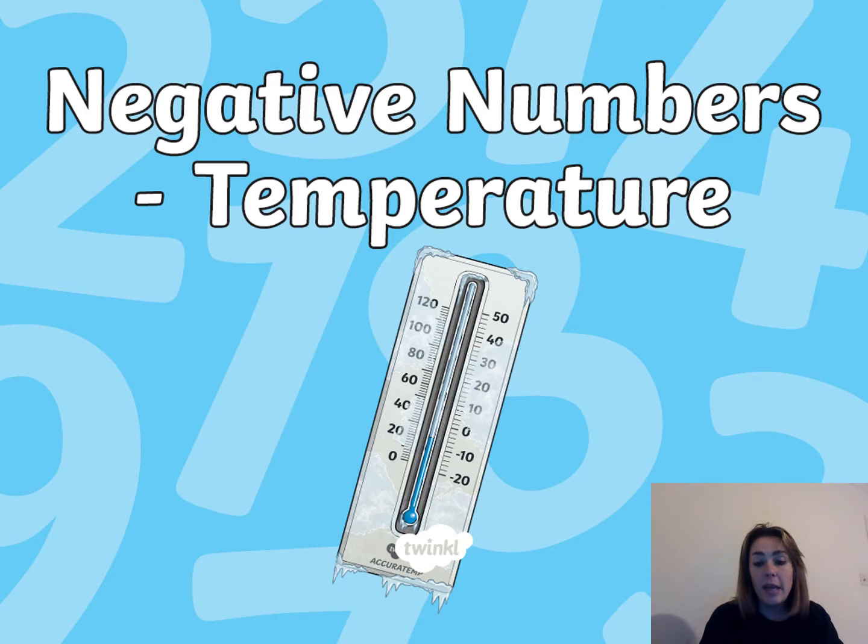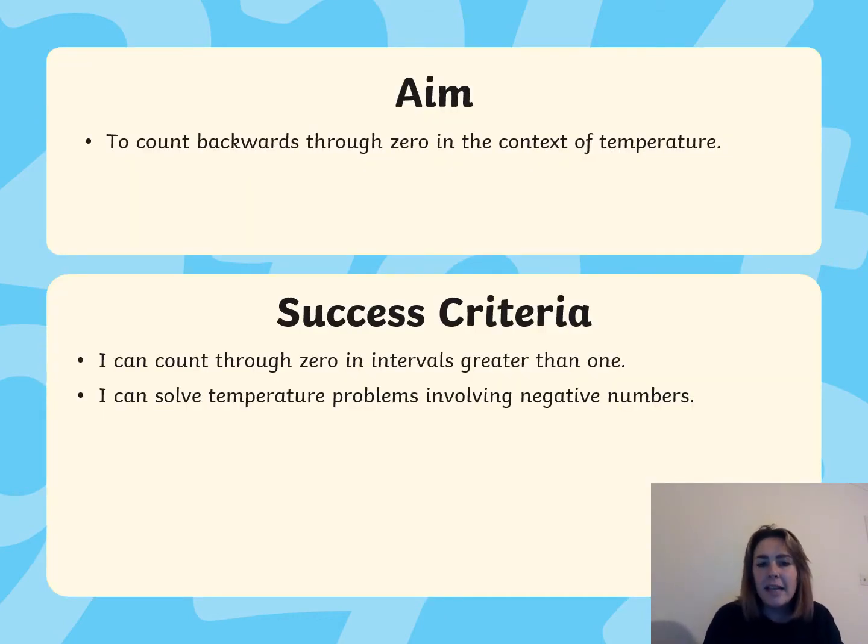So today we're going to be thinking about negative numbers, and particularly the real life situation when we would use them, which is measuring the temperature. The aim of this lesson is to count backwards through 0 in the context of temperature, and your success criteria today will be that you've achieved success if you can count through 0 in intervals greater than 1 and you can solve temperature problems involving negative numbers.